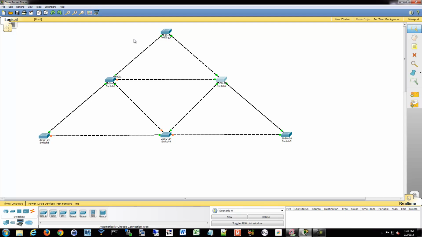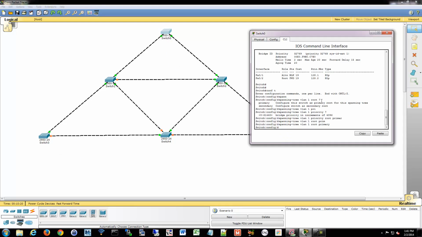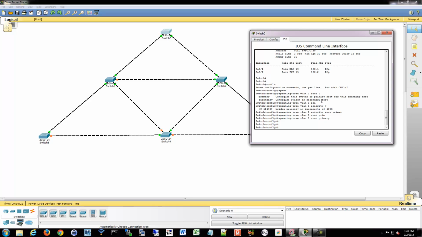So you want to have a consistent configuration in your network. So it's highly recommended that you force your core switches, or whichever ones you want, to be your root and your backup root. So another thing we can do in order to protect this root bridge is we can use root guard.